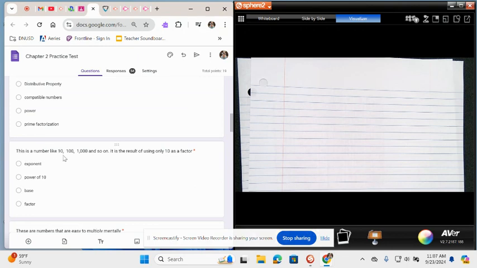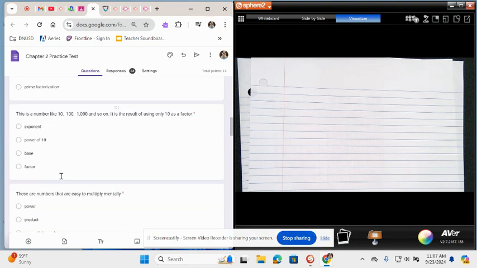Next, this is a number like 10, 100, 1000, and so on. It is the result of using only 10 as a factor. It's either exponent, power of 10, base, or factor, and it's power of 10. Remember that a power of 10 is any number like 10, 100, 1000, 10,000, 100,000, a million, and so on. Any number that starts with a 1 and then has only zeros.